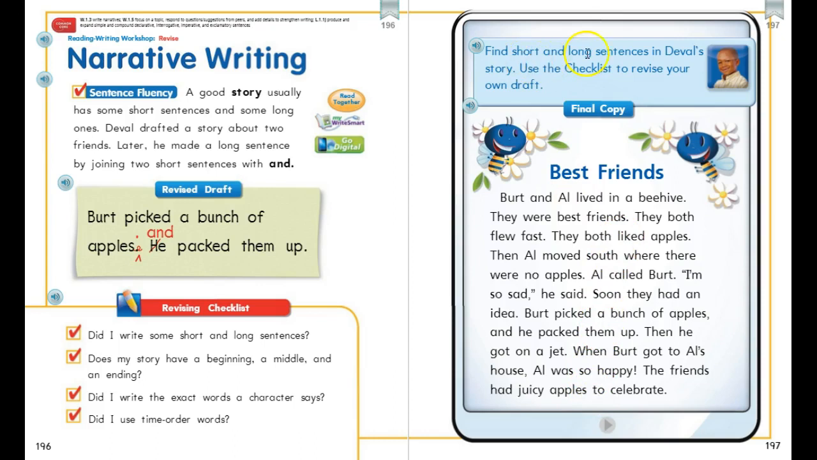Okay, we're going to look for short and long sentences, and then we're going to use the checklist on the bottom of 196 to revise our own drafts today.